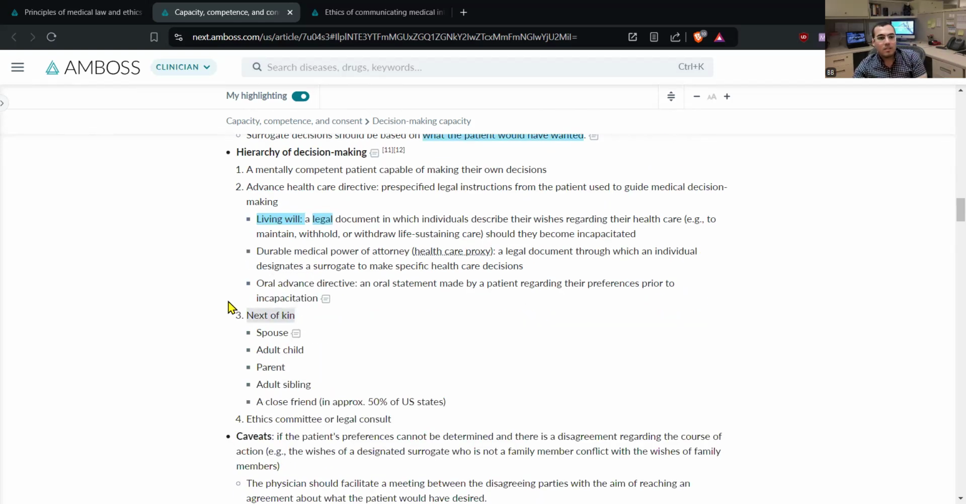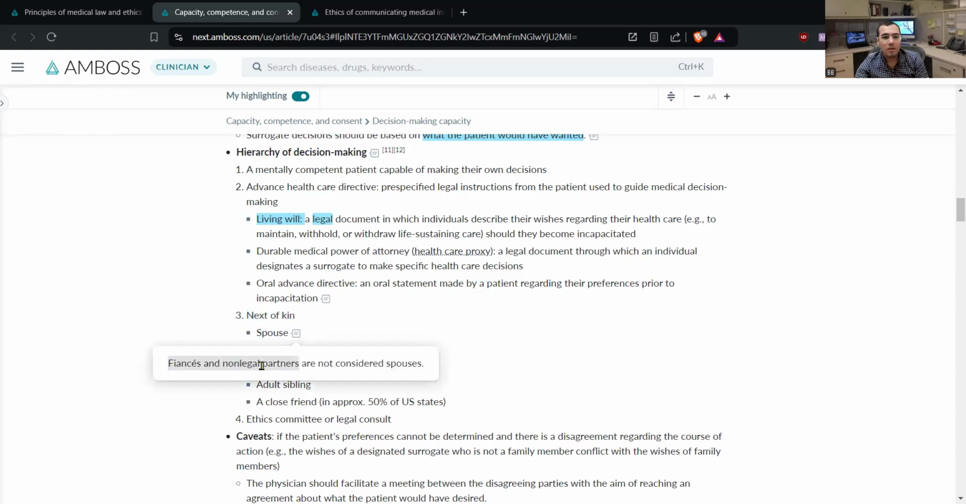Next of kin. This is after we do not have a living will, a durable medical power of attorney, or an oral advance directive. We're going to need surrogate decision making. We need someone now to take the decision. This is what we call next of kin. We have the spouse, adult child, parent, adult sibling. Who is going to take the decision? Who has the priority? The spouse will be the number one, or husband.